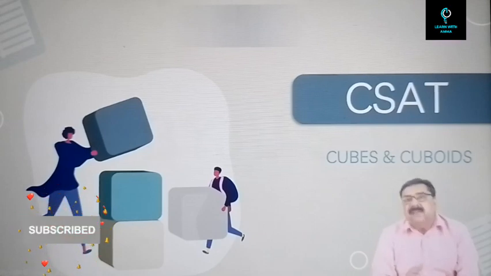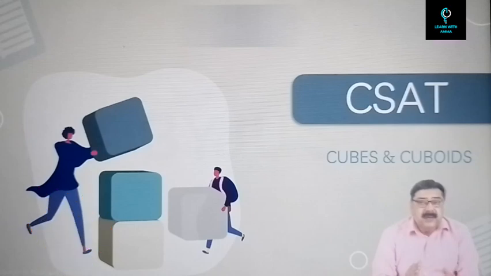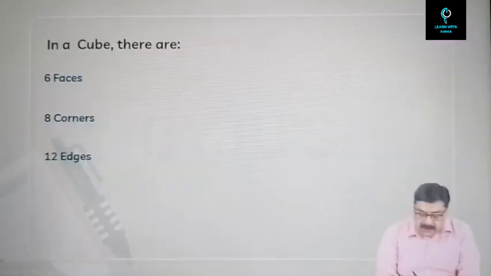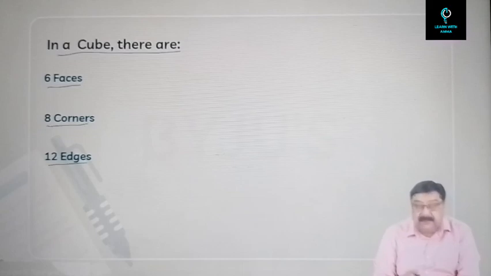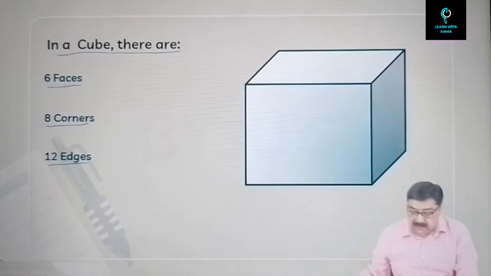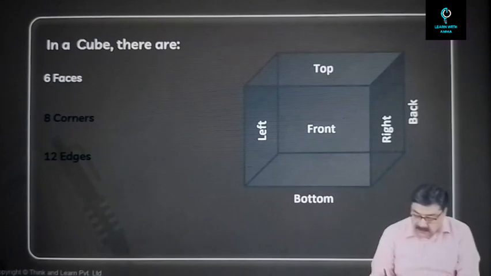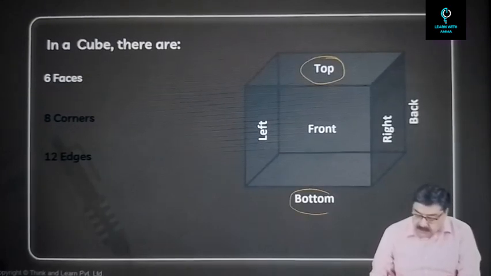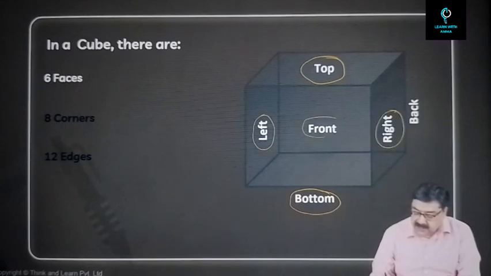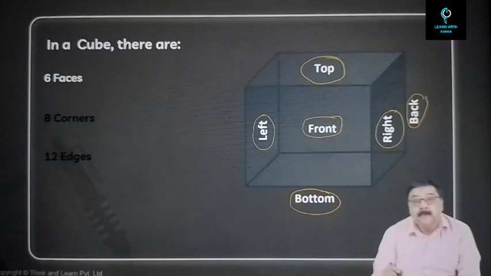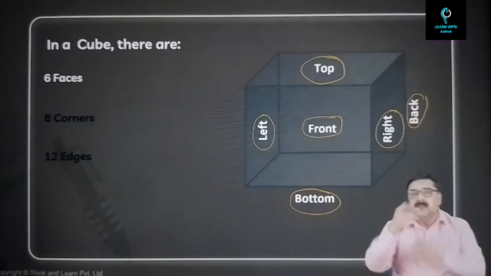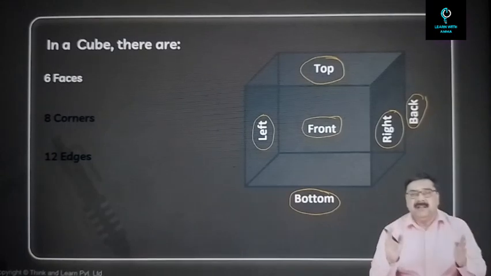Now let us first of all have a look at the very basics pertaining to cubes. So in a cube, there are 6 faces, 8 corners and 12 edges. Now this is a very important information that you have. So this is how a cube looks like. Now these are the various faces, as you can see. This is top, opposite to that is bottom. This is left, opposite to that is right. This is front, opposite to that is back. So a cube has 3 pairs of opposite faces, top and bottom, front and back, left and right.